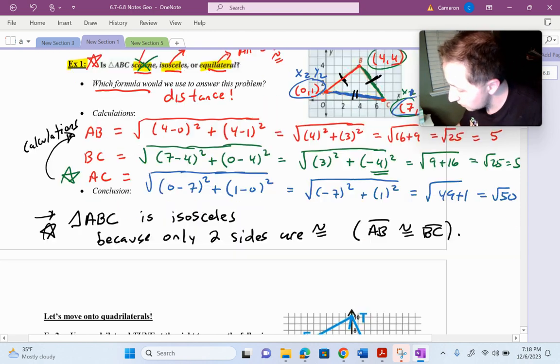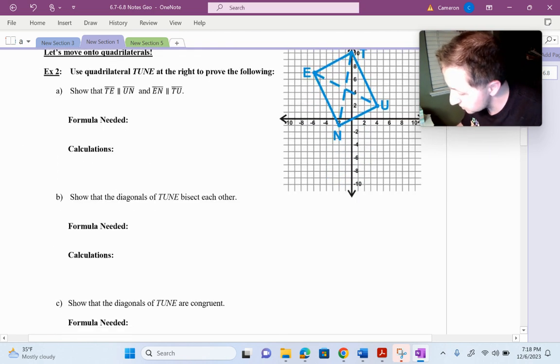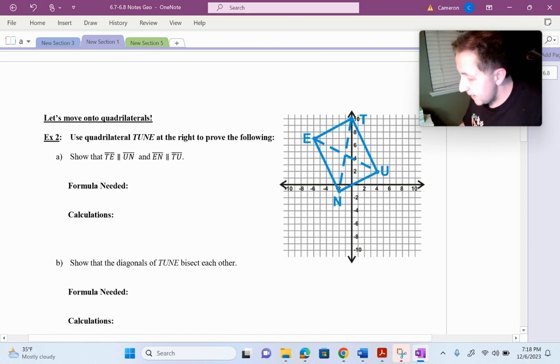All right, let's up the number of sides. Let's now move on to some quadrilaterals. And we're not going to do a full-out coordinate proof right now. I just want you to kind of start to think about what formulas you would have to use to check certain properties that we've talked about.